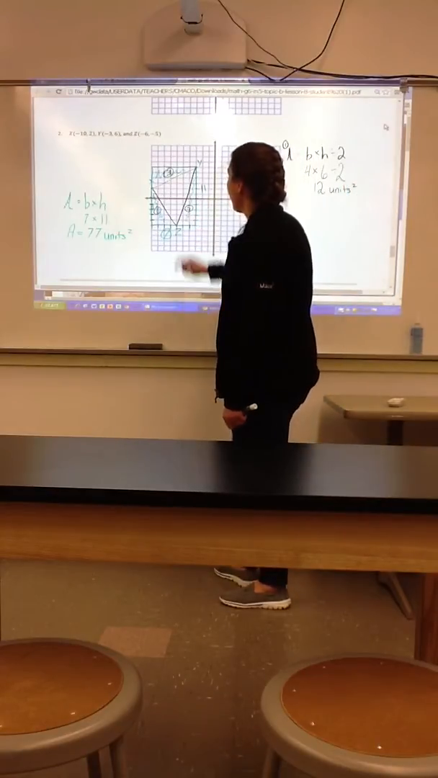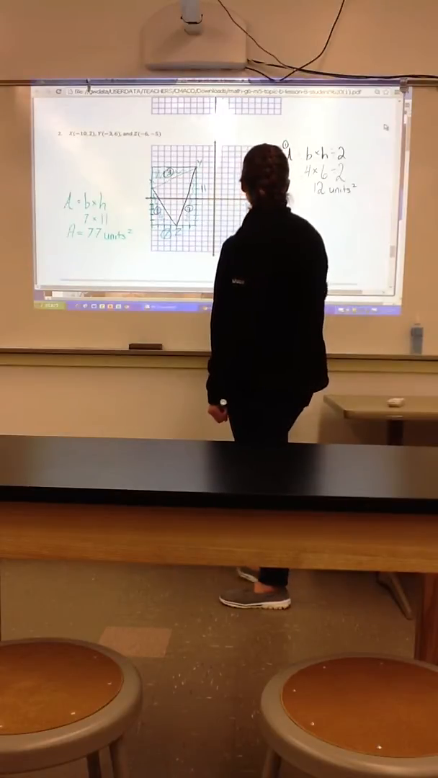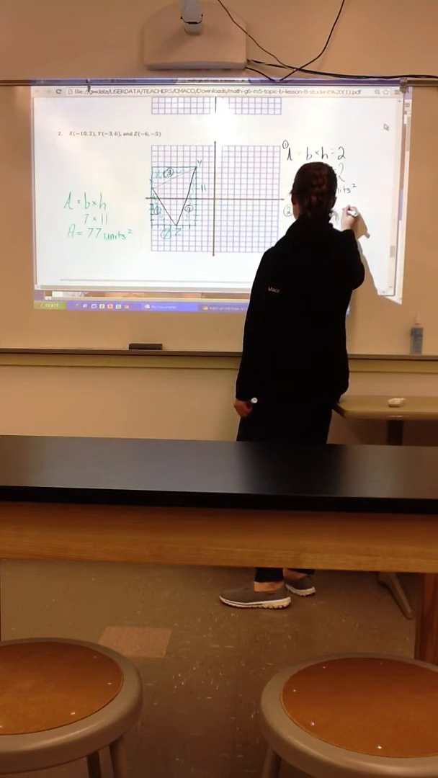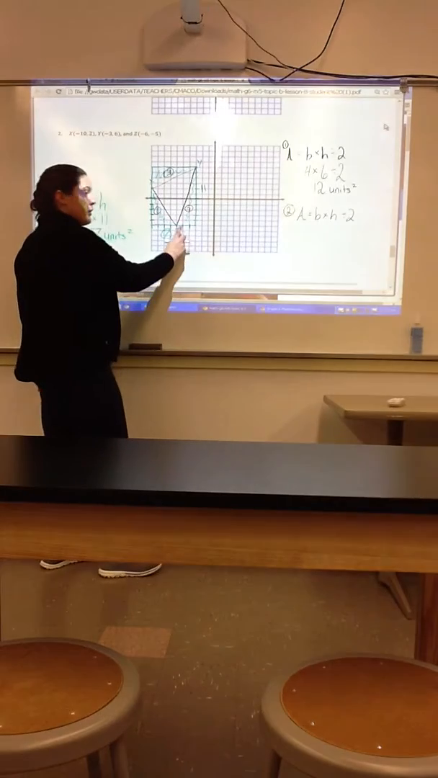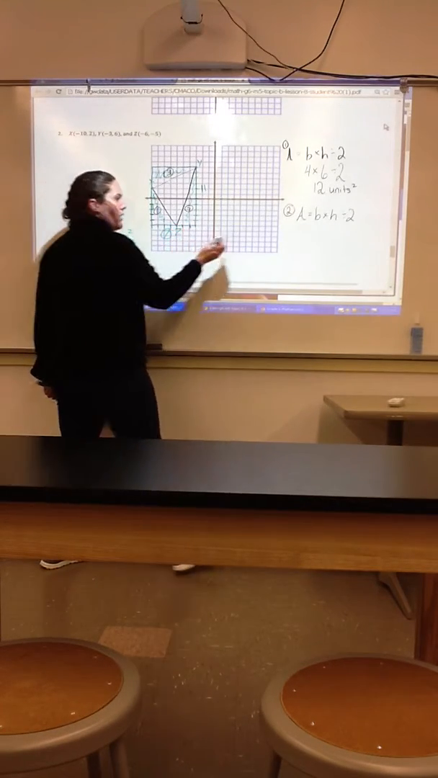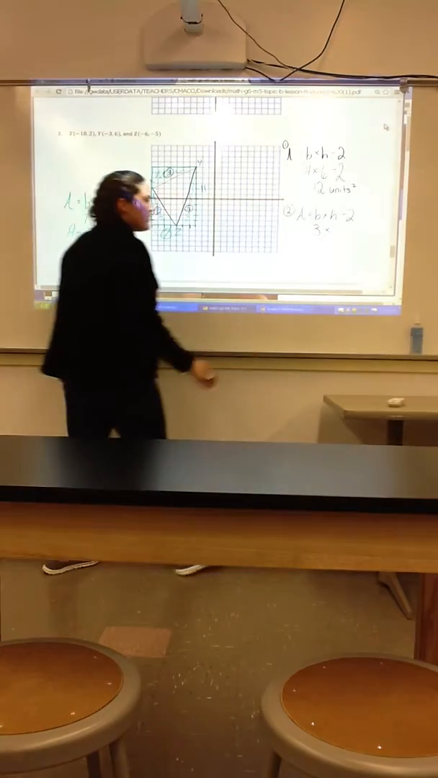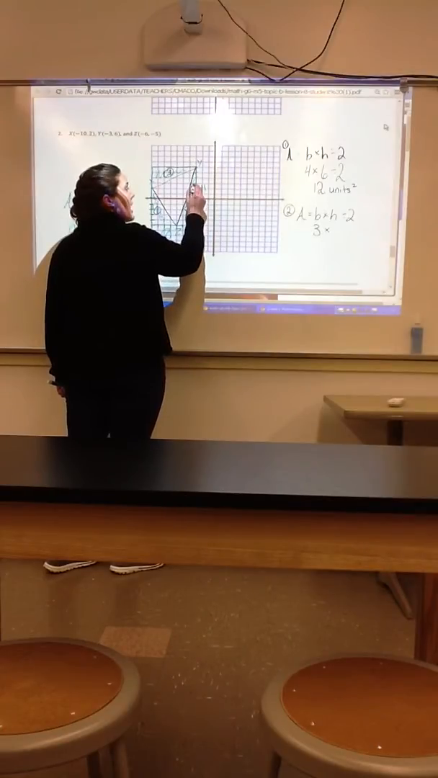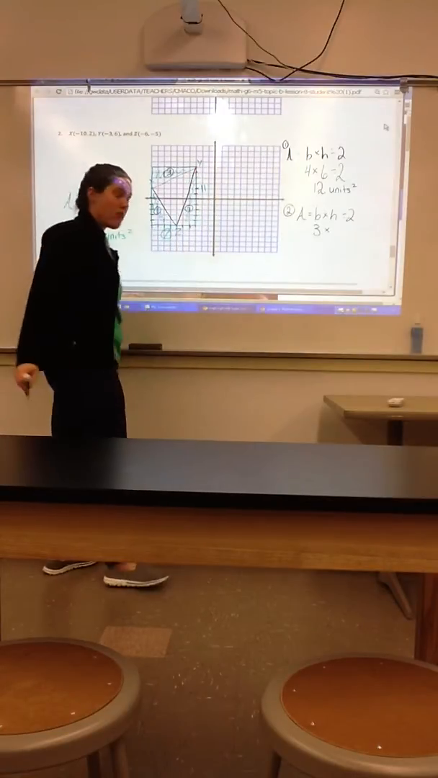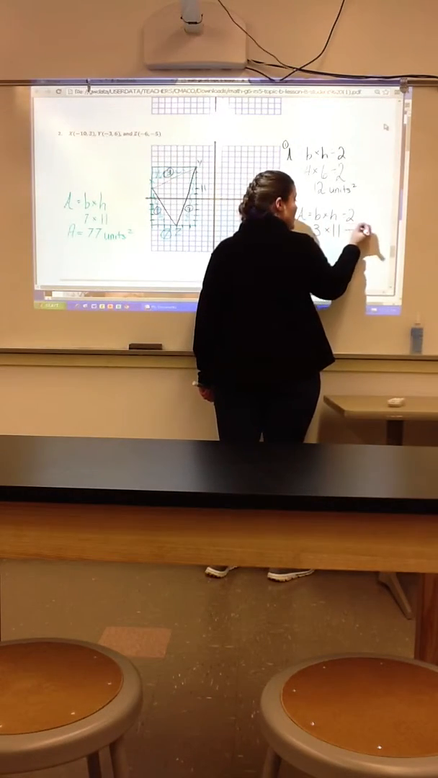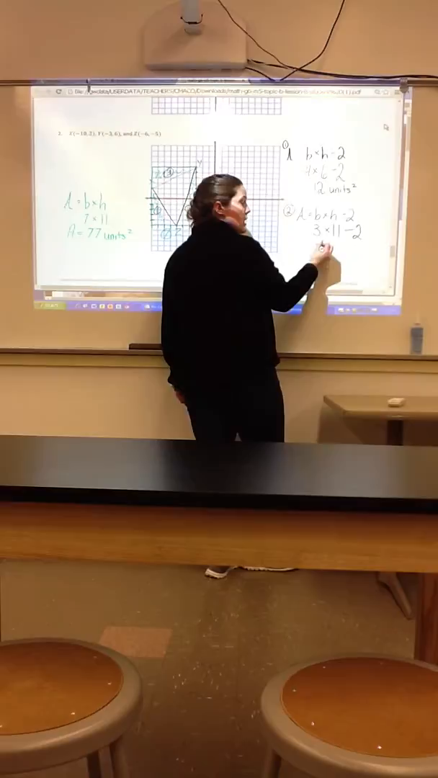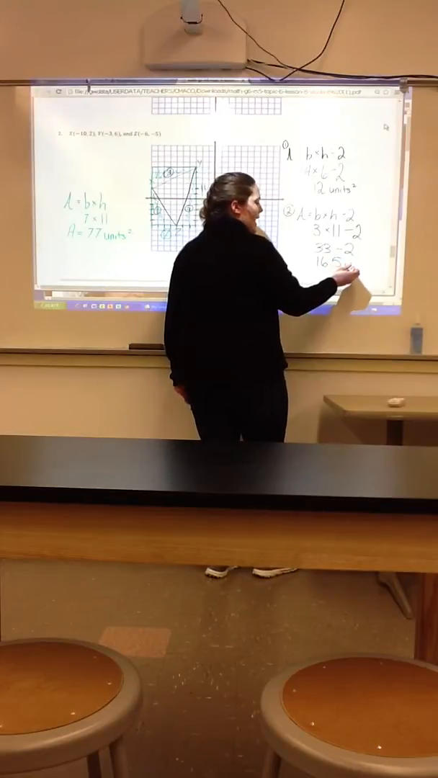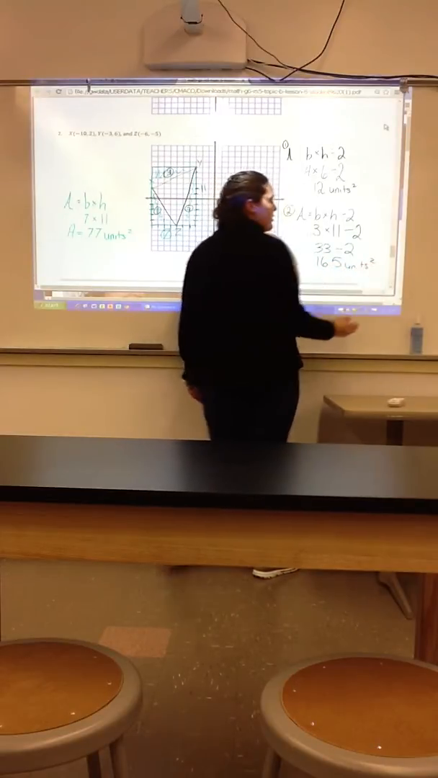I'm going to come over here to triangle number 2. Use my same formula, area equals base times height, divided by 2. Now I know my base is 1, 2, 3. I'm going to substitute that in, times my height, which is 1, 2, 3, 4, 5, 6, 7, 8, 9, 10, 11. 3 times 11 divided by 2. 3 times 11 equals 33, divided by 2 is going to give me 16 and a half units squared.